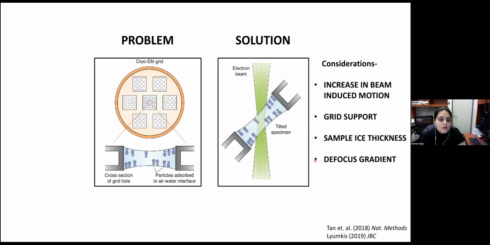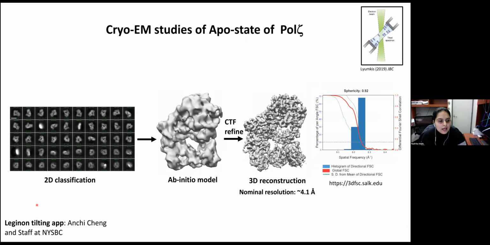So we did a per particle CTF estimation, and we used GCTF for this purpose. So we took care of all these considerations, and we used a really clever app at New York Structural Biology developed by Angie. It's a tilting app in Leginon, and we used that to collect our data set, and we were able to see the underrepresented as well as the missing views in our 2D classes. This resulted in a much more isotropic map.